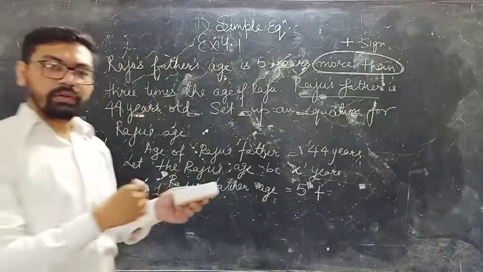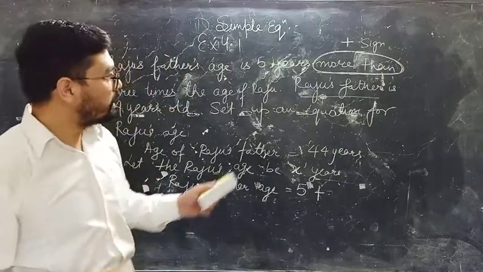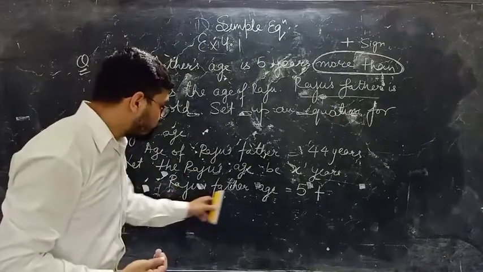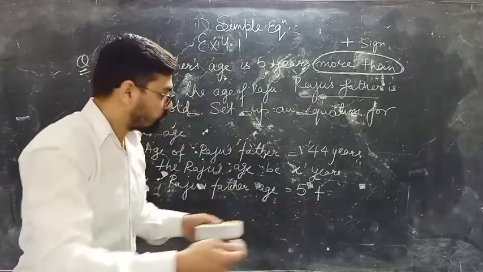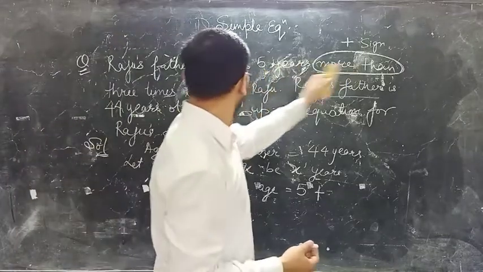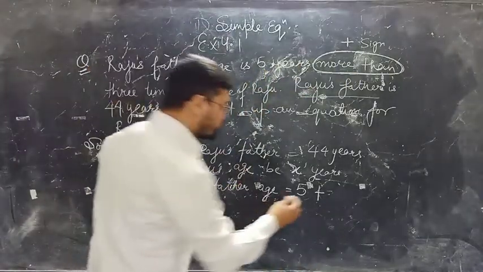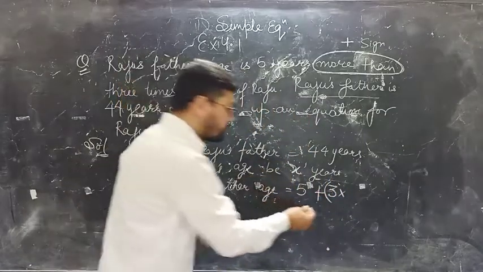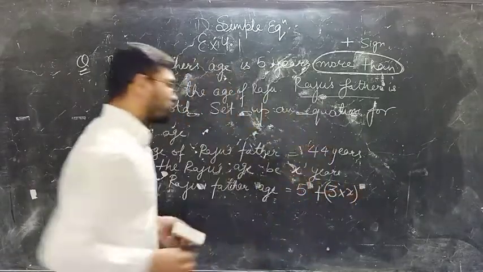Like for take away, you take negative sign. Similarly, for more than, you use positive sign, plus sign. So Raju's father's age is 5 years more than 3 times the age of Raju. The age of Raju you have assumed here is x, so 3x. So 5 plus 3x.